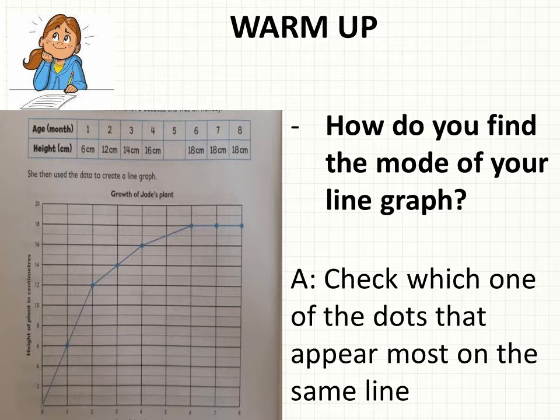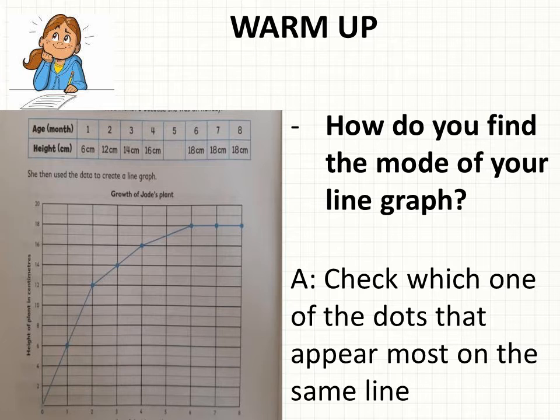Can you see that? We have the information about the age of someone and the height of the person. Okay, it's a plant. Oh, sorry. Okay, Jade, growth of Jade's plants. All right, now look at this. Can we find the mode from this graph? Of course. We said the mode. To find the mode, we check which one of the dots appears most on the same line. So which one of the dots appears most on the same line?